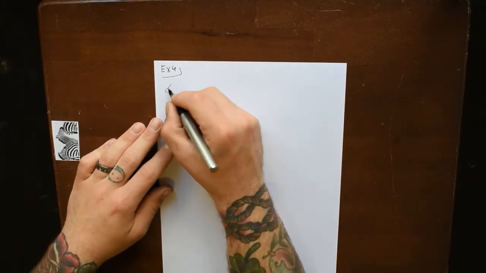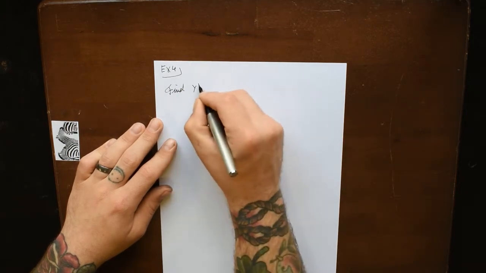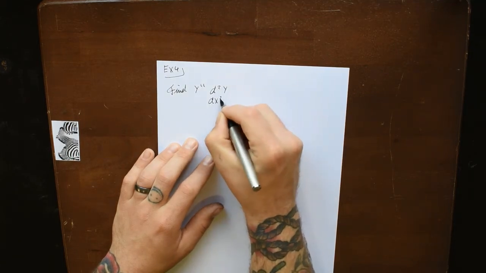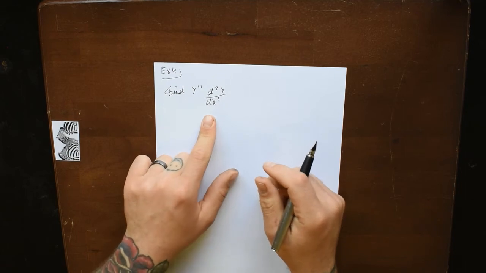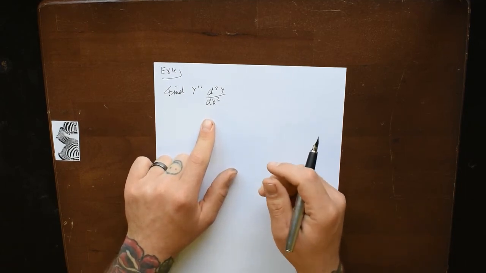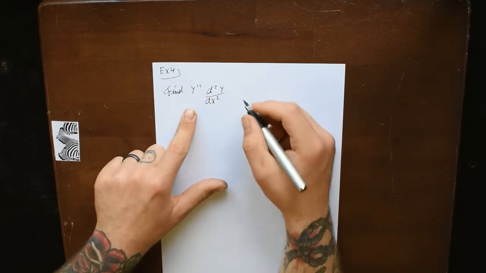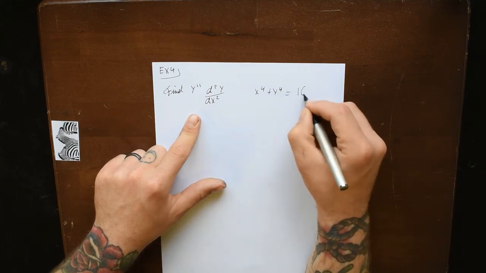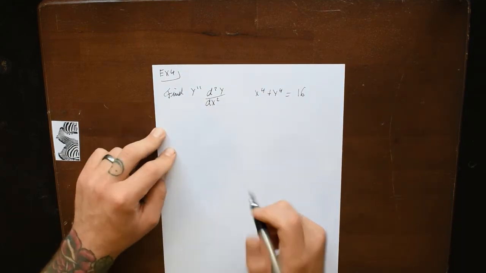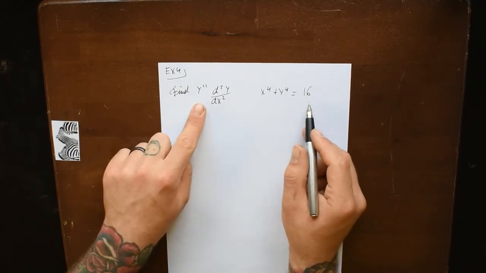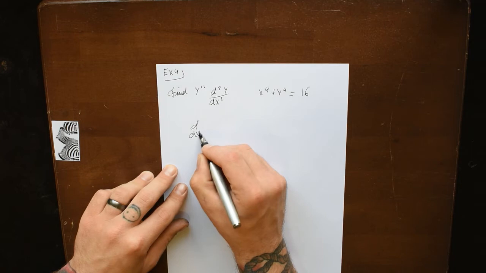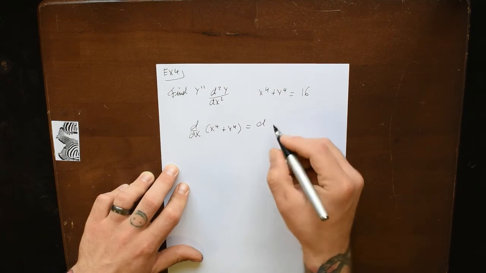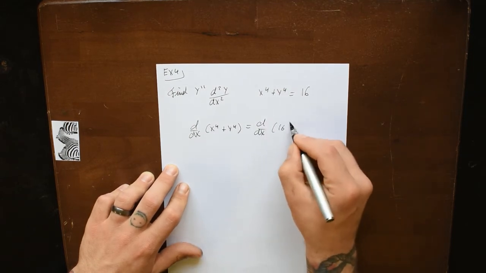So now we're going to find y double prime, which is the same as finding the second derivative of y with regard to x. Okay. So we're going to find y double prime if x to the fourth plus y to the fourth is equal to 16. The first thing, well, we want the second derivative. We're going to have to take the first derivative of x to the fourth plus y to the fourth equals the derivative with regards to x of 16.